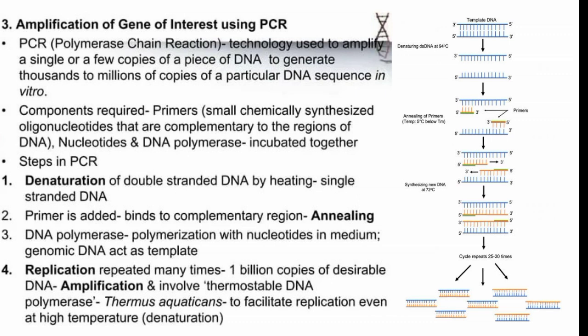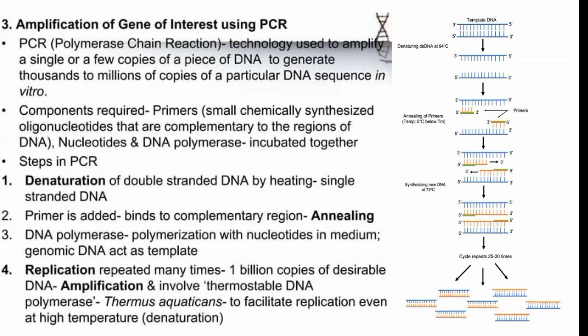They are small chemically synthesized oligonucleotides that are complementary to the regions of DNA. We require the nucleotides and the DNA polymerase, which are incubated together. There are three basic steps when I talk about PCR. Denaturation, where both the strands on heating become single strand DNA. Primers are added. They bind to the complementary region. This is known as annealing.